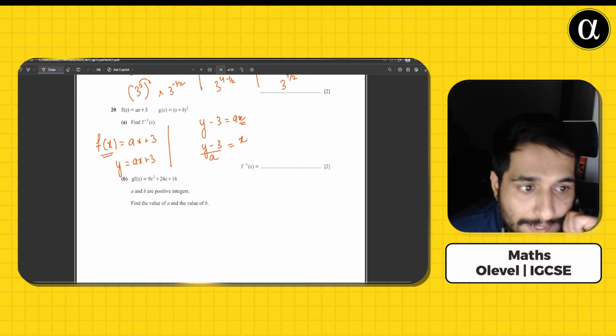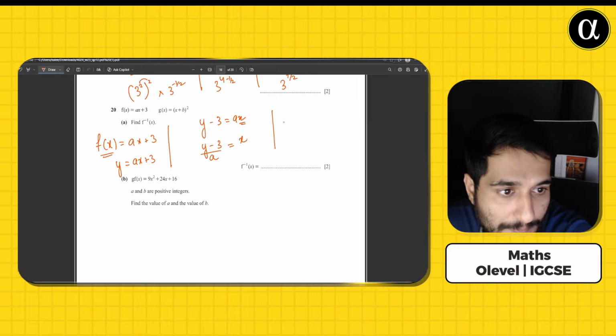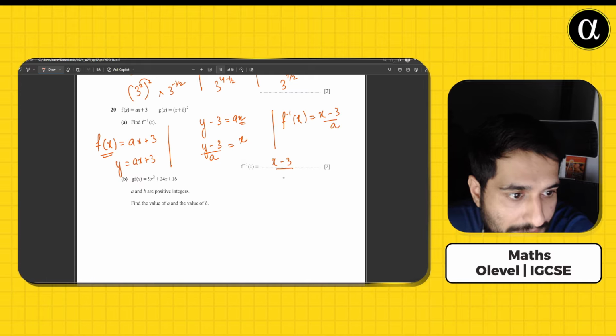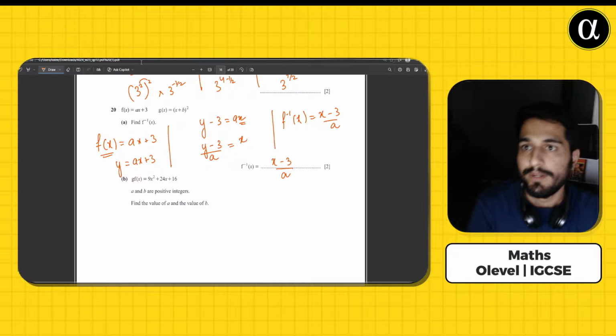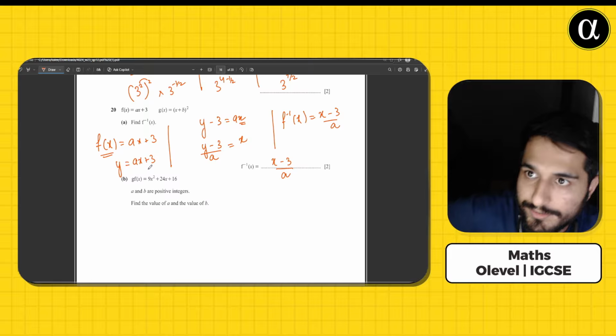All right, now we're supposed to replace it again, and this would turn out to be f inverse of x is equal to x minus 3 upon a, and this is how you're going to write it, x minus 3 upon a. Let's move on to the next question.